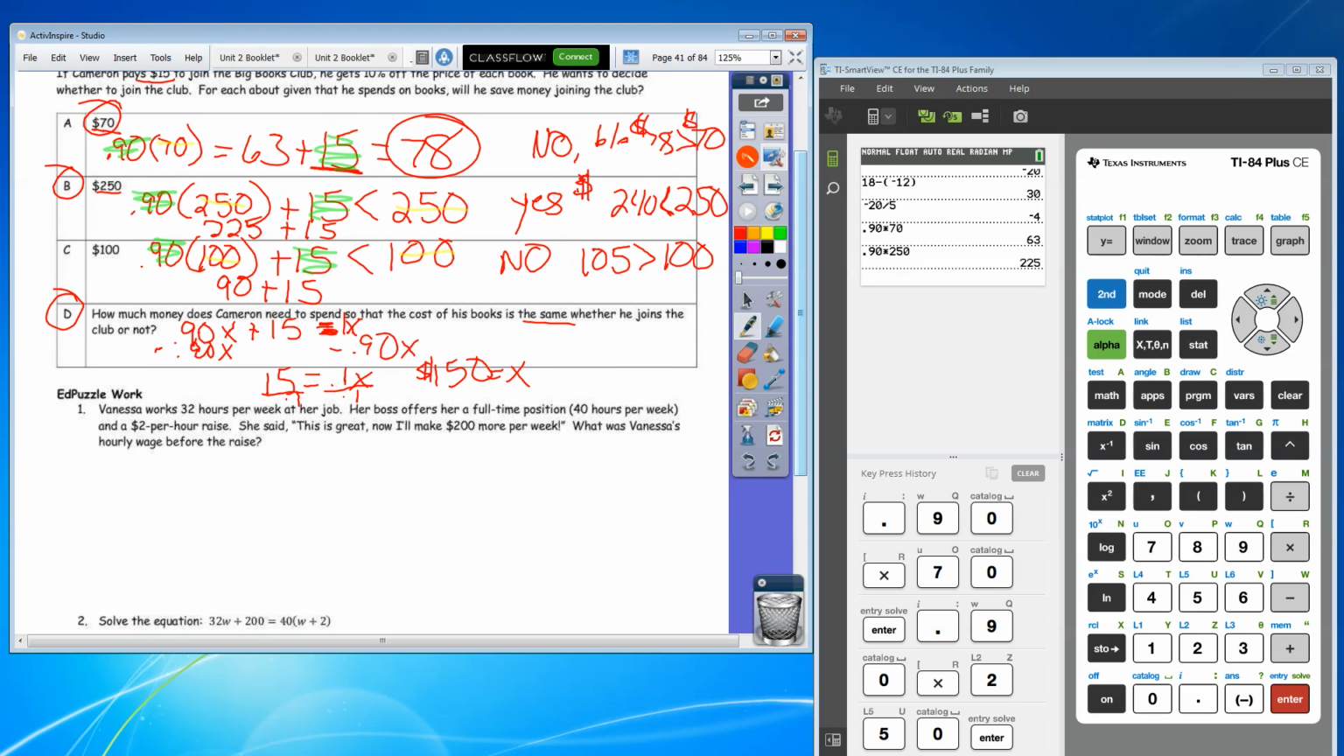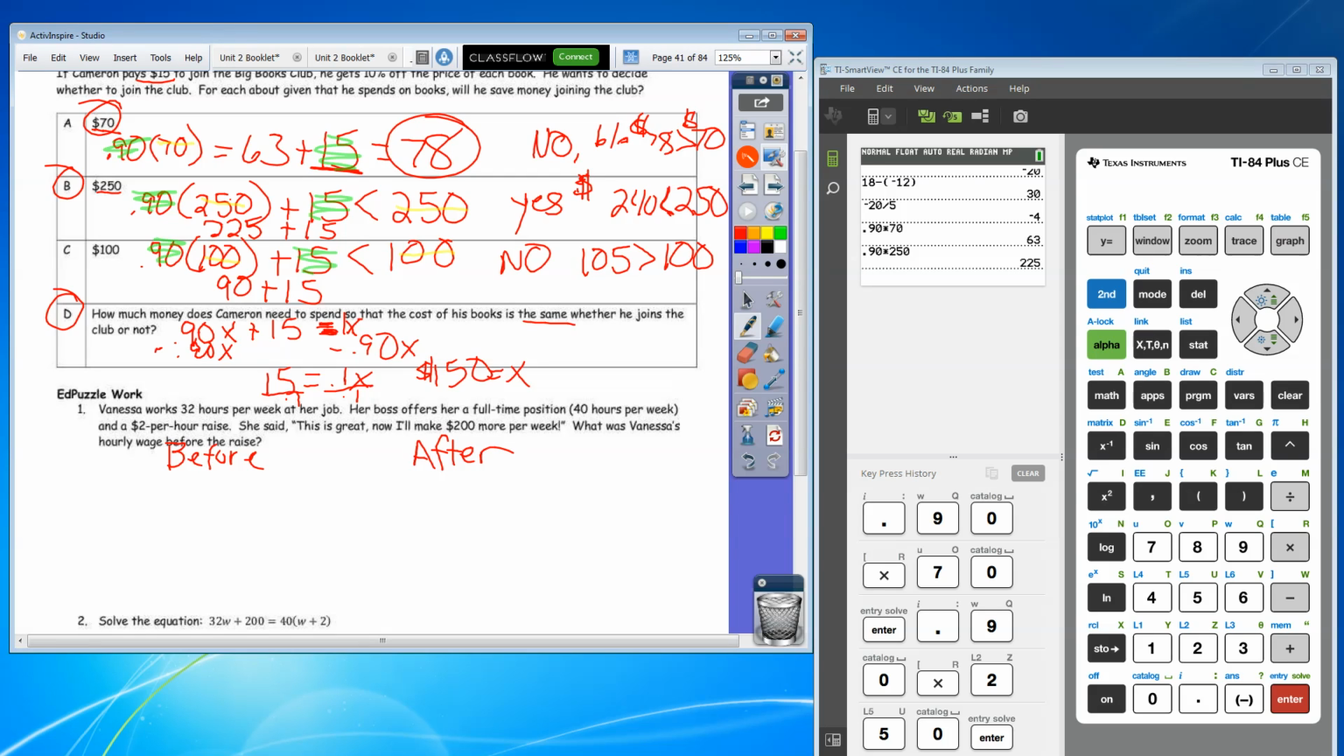Vanessa is working 32 hours per week at her job. Her boss offers her a full-time position, 40 hours per week, and a $2 per hour raise. She says, that is great, now I'll make $200 more per week. What is Vanessa's hourly wage before the raise? Okay, so we've got a before-the-raise option and an after-the-raise option.